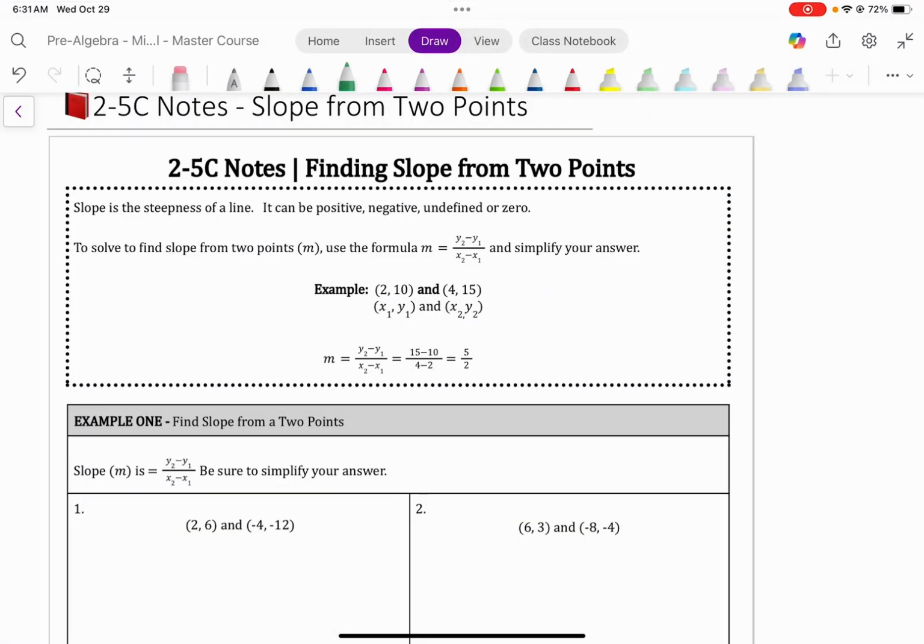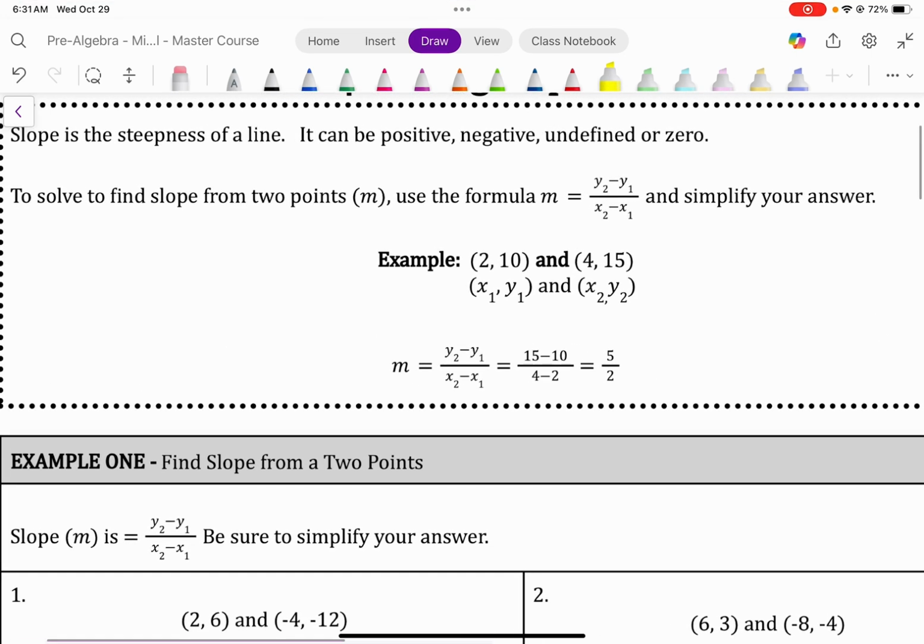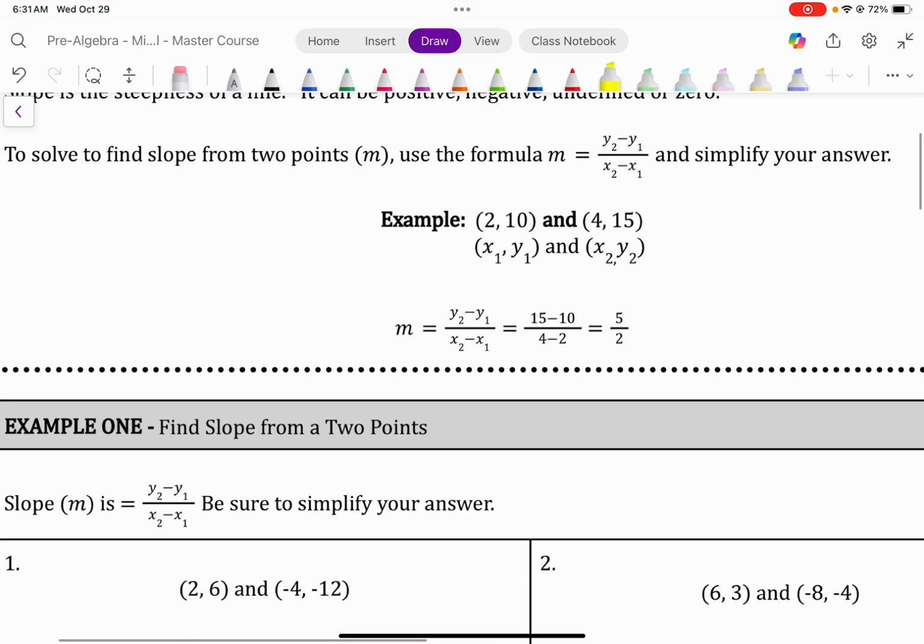This is section 2.5c in pre-algebra, where we're going to find slope from 2 points. So we've already found it from a graph, where we found the rise over the run. We found it on a table using the change in y over the change in x. Now we're going to find it when we're given 2 points that would exist somewhere on a line. So this would be like when you're typically not looking at a graph, and we're going to use this formula.